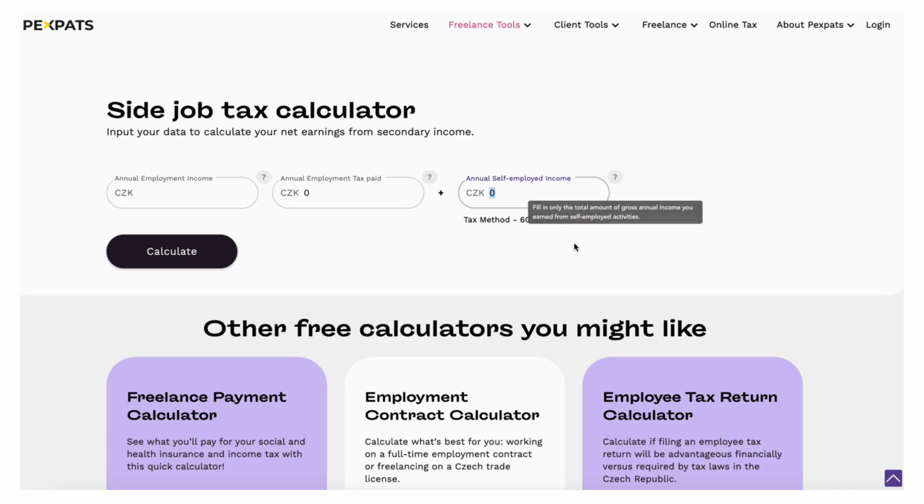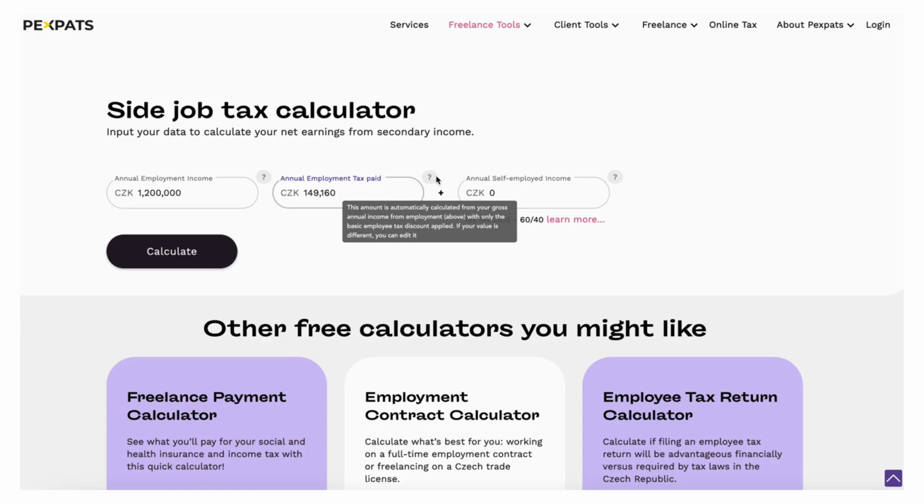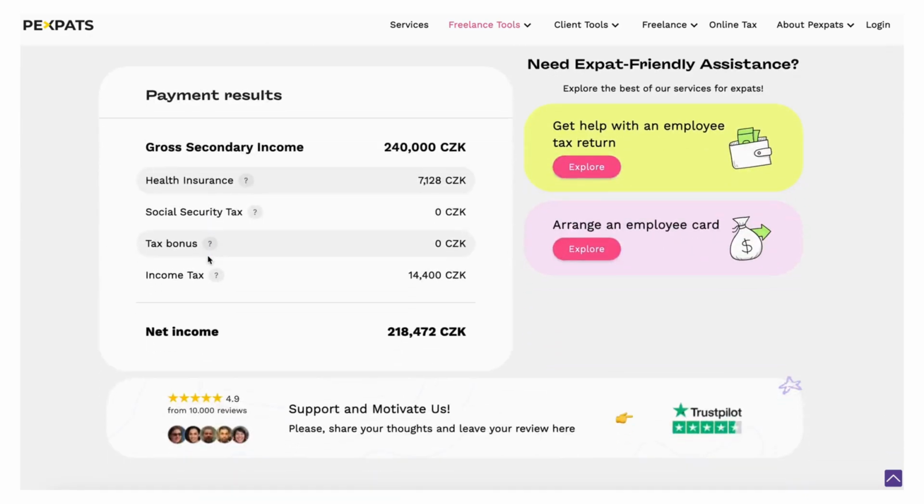Let's assume your monthly salary is 100,000 Czech korunas, which is 1,200,000 Czech korunas per year, and the tool automatically adds your income tax deposits for the full year from the employment with the basic tax discount. Again, if you know your yearly employment tax amount and it's different because of different tax bonuses and tax discounts, you can add and modify this field. Now let's assume your income from trade license is 240,000 Czech korunas for the full year, and after clicking calculate, we have the results of the net income and taxes from trade license as a side income.